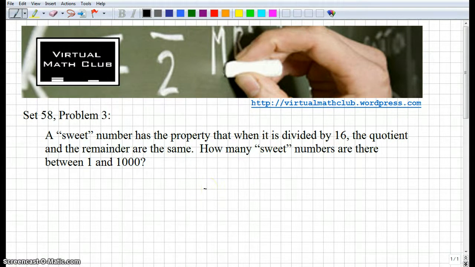A sweet number has the property that when it is divided by 16, the quotient and the remainder are the same. How many sweet numbers are there between 1 and 1000?